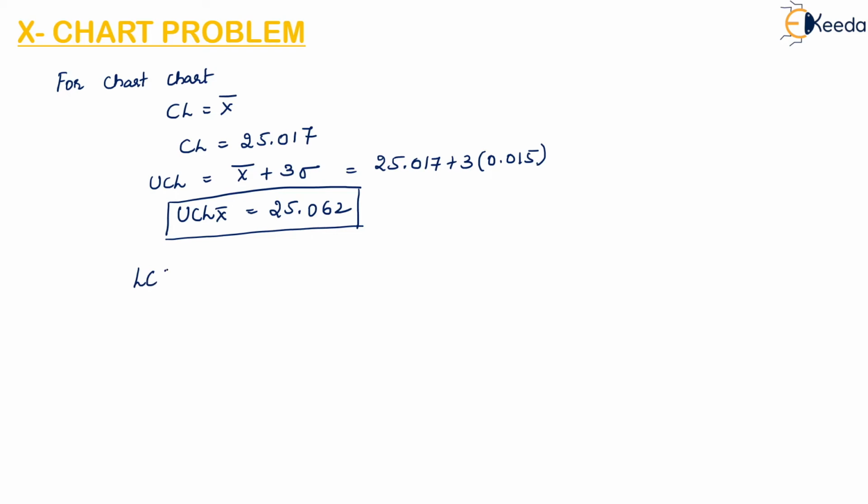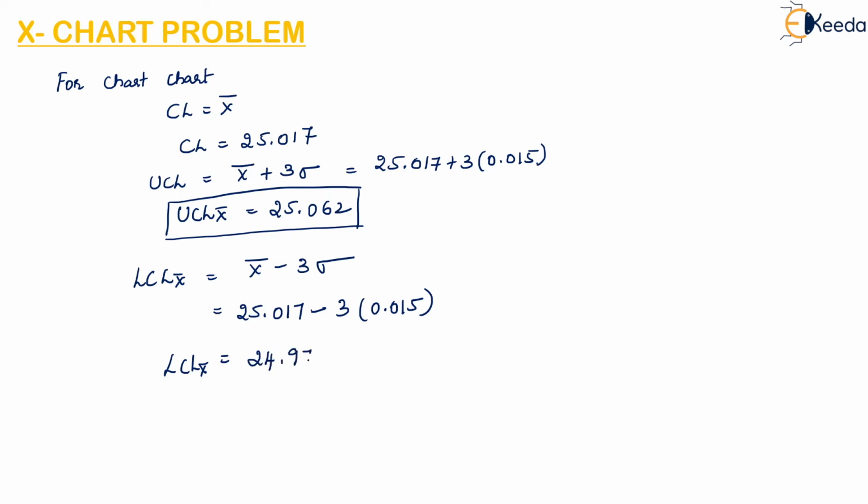Then the lower control limit for x bar is equal to x bar minus 3 into sigma. So that is 25.017 minus 3 into 0.015. So this will give us an answer 24.972.